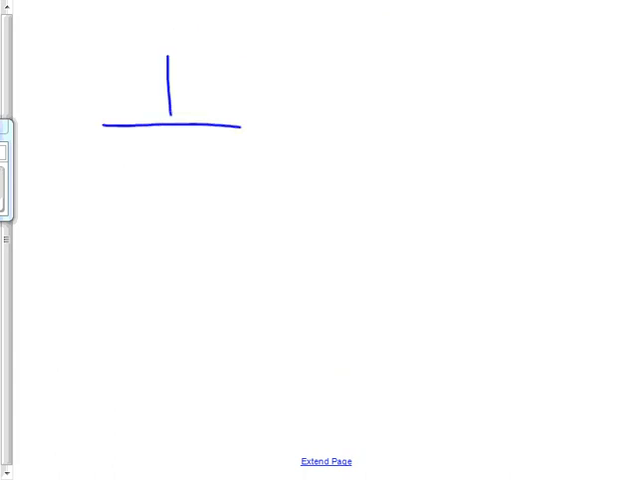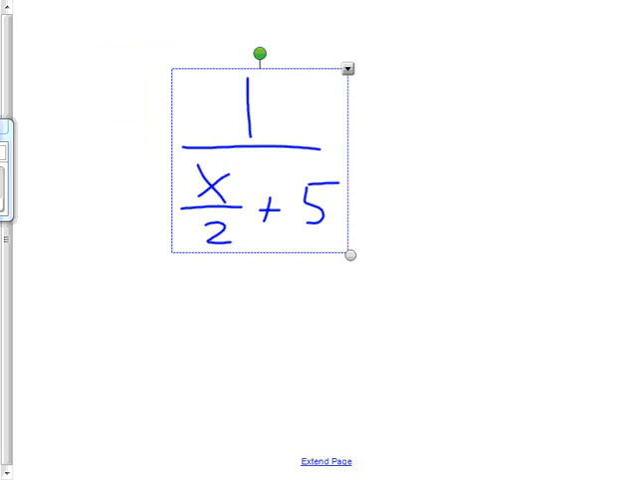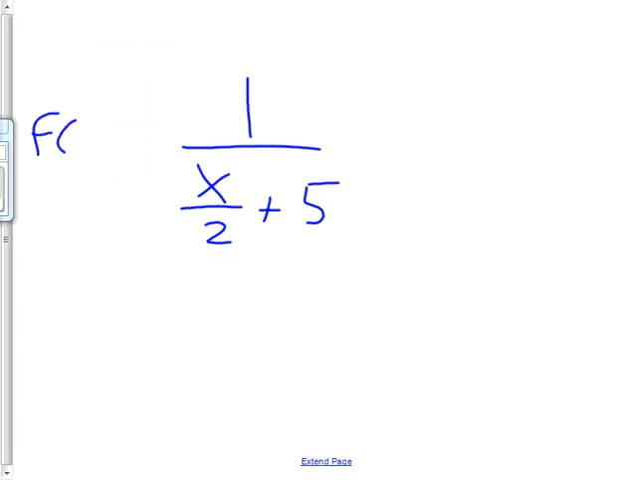Let's do another one. 1 over x over 2 plus 5. See if you can tell me what f of x and g of x could have been if this one is f of g of x. I'm not going to mess with you on changing it around. It's always just going to be f of g of x. That's my composite function. What were the two parents that made it up in the first place?